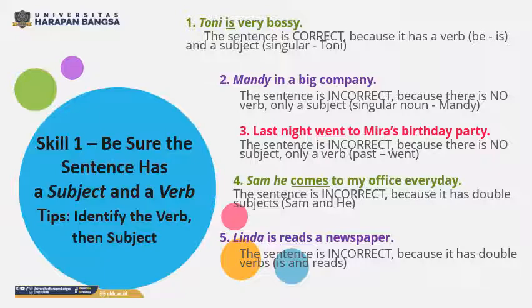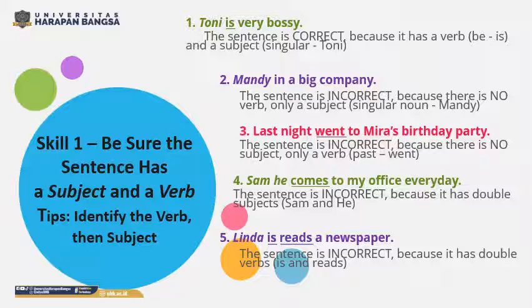Start from number 1. Tony is very bossy. You have to identify the verb. Can you find it? Yes, the verb that we have is be, is, while the subject is Tony. So here the sentence is correct because the sentence has a verb and a subject.